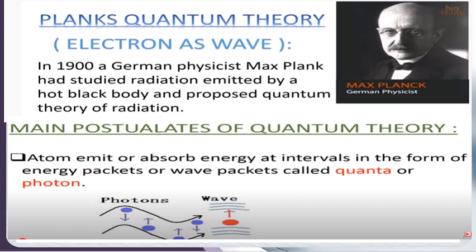Now the main postulates are based upon it. Here he is talking about the same packets: that atoms emit or absorb energy at intervals in the form of energy packets or wave packets, which are called quanta or photons. Here, when the electron jumped from a higher to a lower level, a wave was generated, and this wave we have named photons. So what are photons? These are the packets of light, right? And calling them packets of light is also not quite correct; they are basically packets of energy which are generated, right?